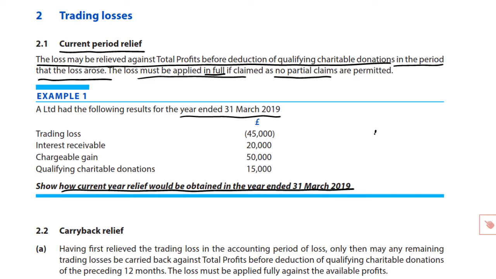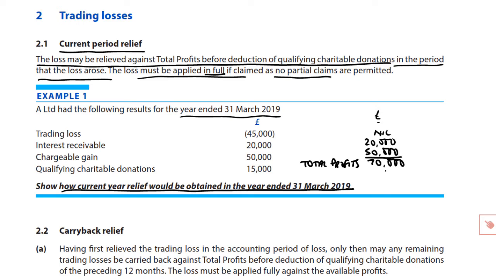So the trading loss of 45,000, that would be a nil assessment. We then have interest receivable, 20,000. Chargeable gain, 50,000. And at that point, we would get a subtotal, total profits. Now, if you do not know your way around this computation, you need to go back. You're not going to understand how to apply and use losses and the various loss reliefs if you don't understand the basic structure of the corporation tax computation. So we've got total profits of 70,000.